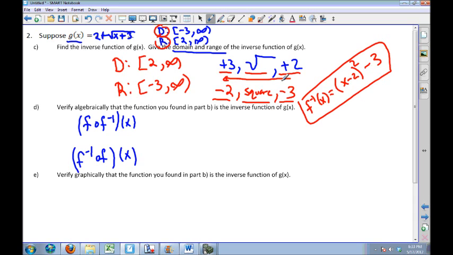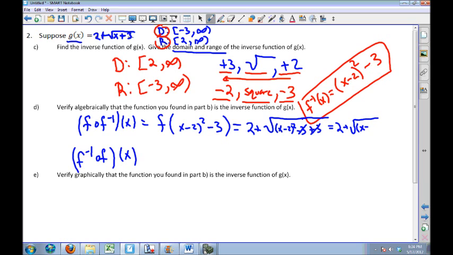First, f composed with f inverse. This will be f of the value x minus 2 squared minus 3, which is equal to 2 plus the square root of x minus 2 squared minus 3 plus 3. My 3's here cancel out. So I'm resulting in 2 plus the square root of x minus 2 squared. Well, the squares and the square root cancel out, which is 2 plus x minus 2. And then my 2's cancel out, leaving me with x. So my first verification works.